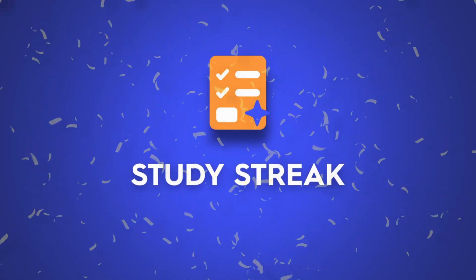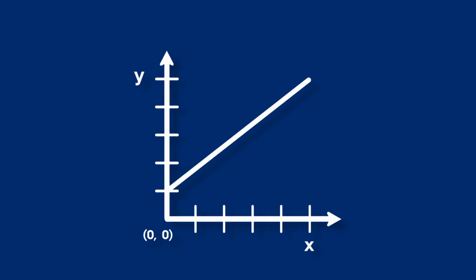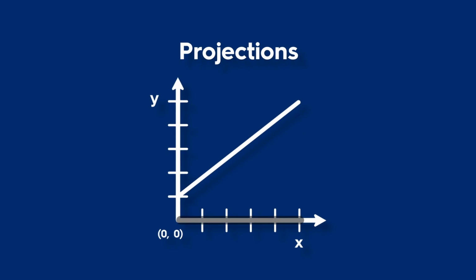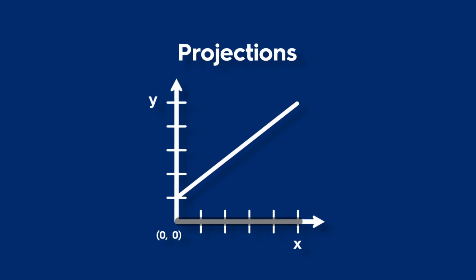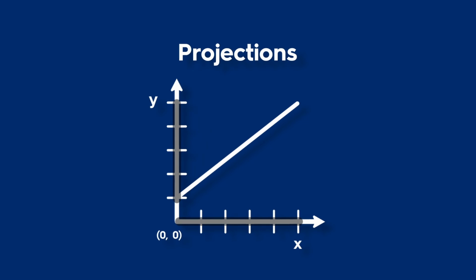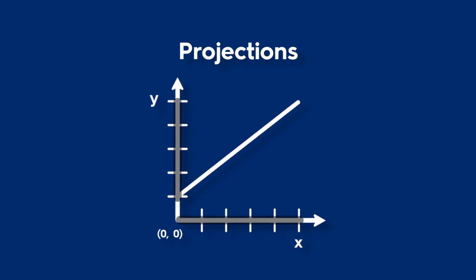Now, let's move to graphs. From a graph, think projections. The domain is every x value under the graph's shadow on the x-axis. The range is every y value covered by the graph's shadow on the y-axis.